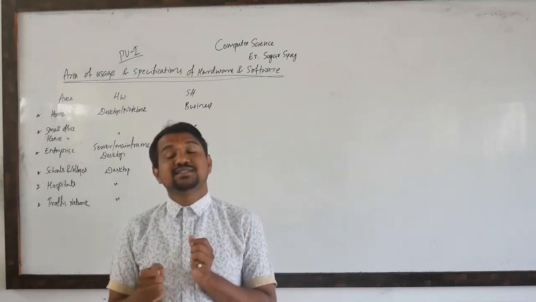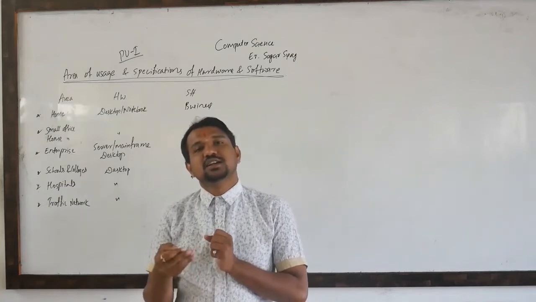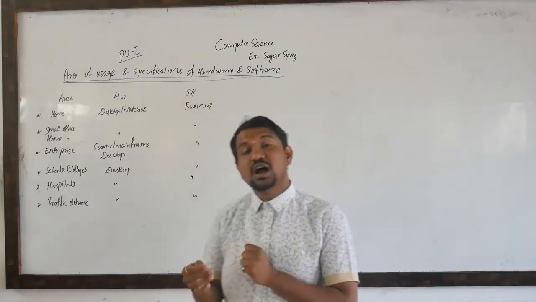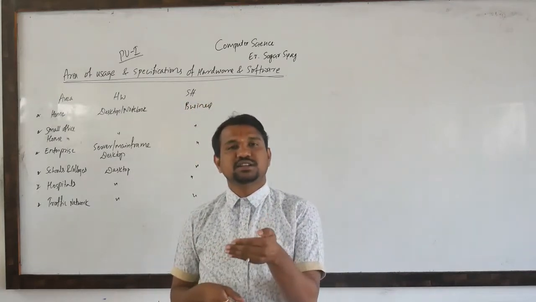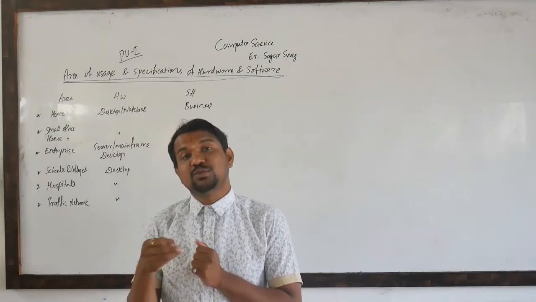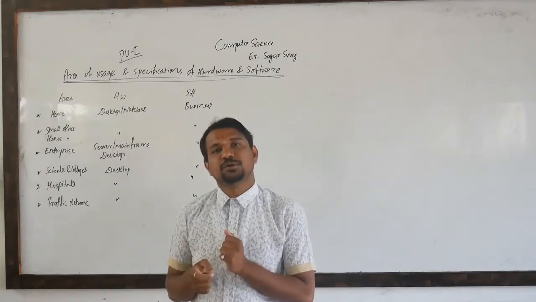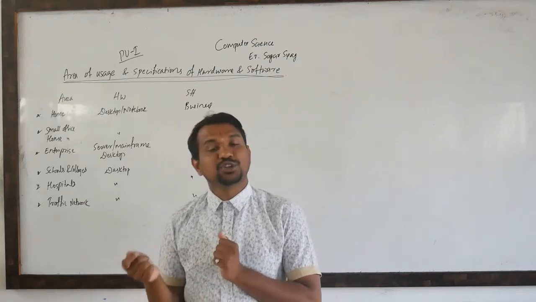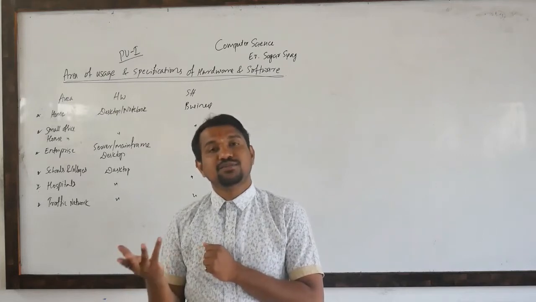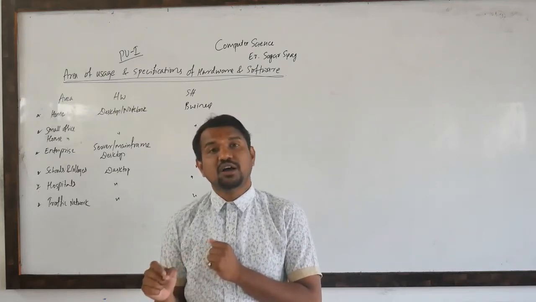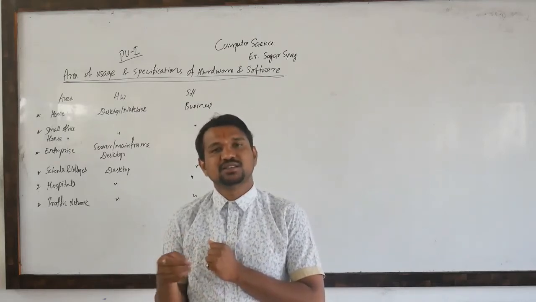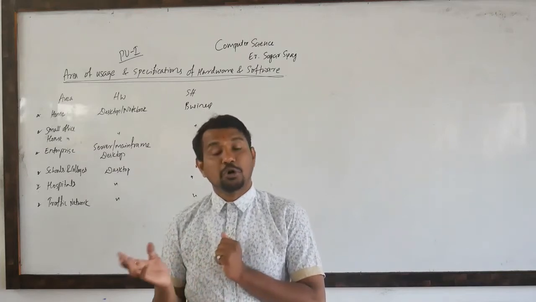And the last bit in this chapter is the mode of working, the area of usage and specification of hardware and software. Just think, I'm going to give one example. If you want to purchase a mobile, then what are you going to do? You are going to visit the shop, the showroom of the mobile. That may be Apple, or otherwise Redmi, Realme, MI series, Vivo, Oppo, Moto.